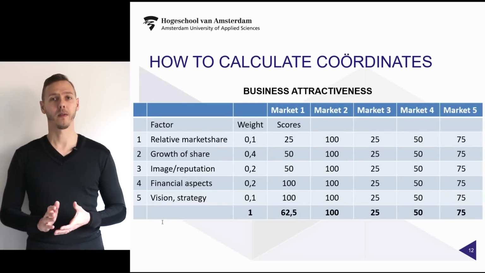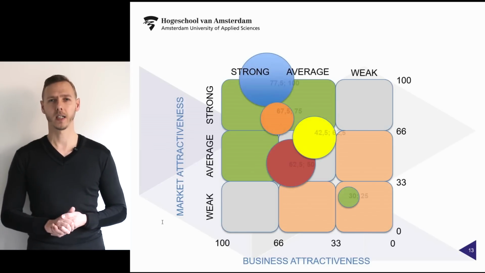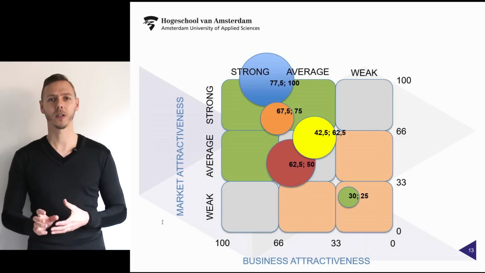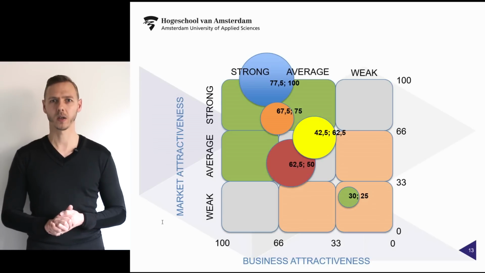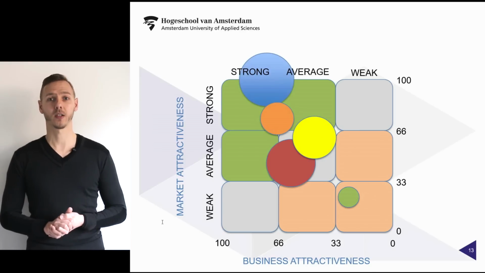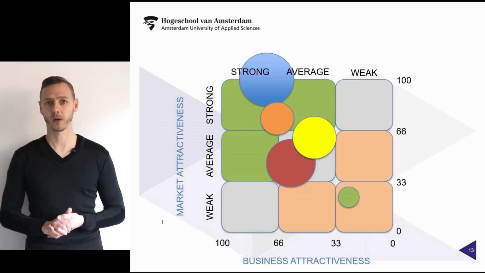If you have this done with your MA and your BA, then you will see that you have a coordinate. Now, these coordinates make your circles, and now you can plot them in your 9-cell matrix. So now you can see that certain markets are really attractive, other markets are more or less a hold strategy, and other markets are definitely something where you should harvest or maybe even leave. So now you have an overview of these markets.